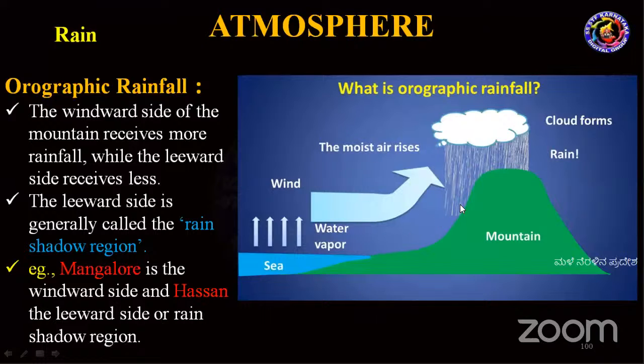This is the windward area that I already told at the beginning, and this is the leeward area here. The leeward side is generally called the rain shadow region. Why do we call the leeward area?